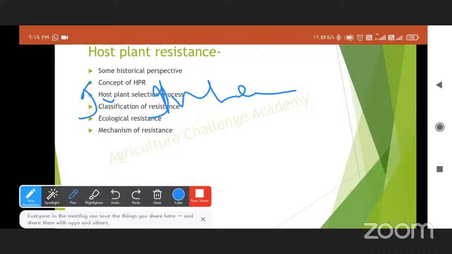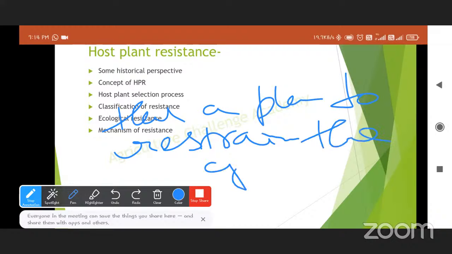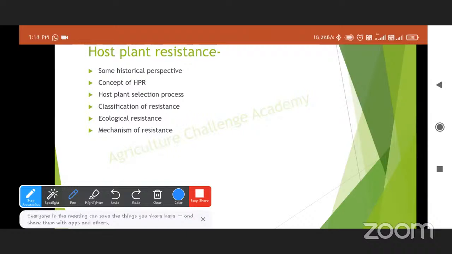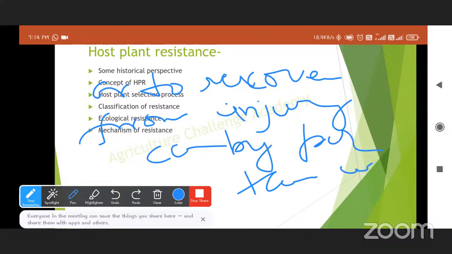Resistance to insect is an inheritable property that enables a plant to restrain the growth of insect population, or to recover from injury. See, here there is one more thing: recover from injury. If the injury has been caused, then there must be some ability to recover from it. Even then, if the plant is able to recover from the injury, it will be considered a resistant plant, injury caused by populations that were not restrained.